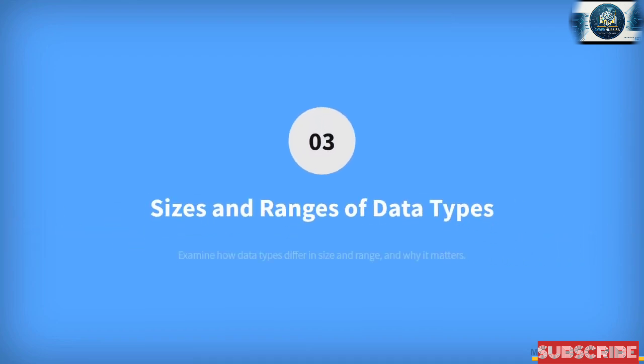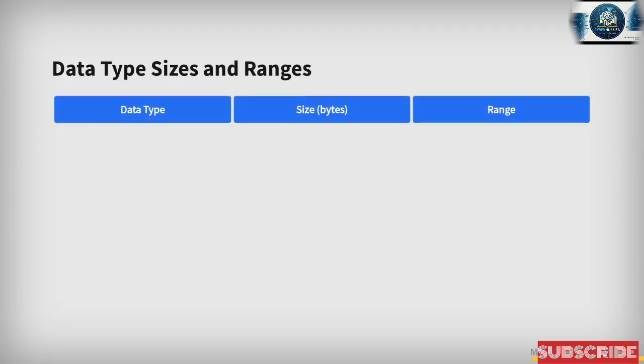The size and range of each data type in C can affect how much memory is used and what values can be stored. Let's explore these differences and their impact. Notice how these factors align in surprising ways. The size and range of each data type can vary depending on the system, but typical values reveal important distinctions.